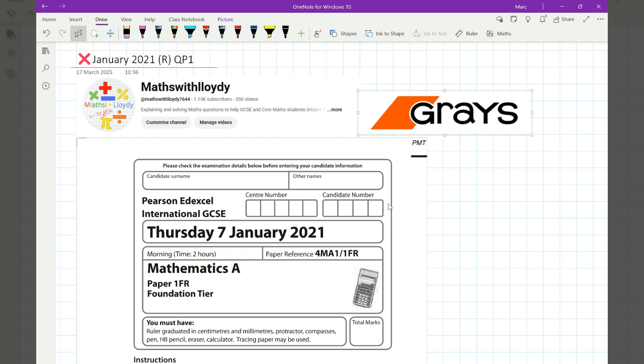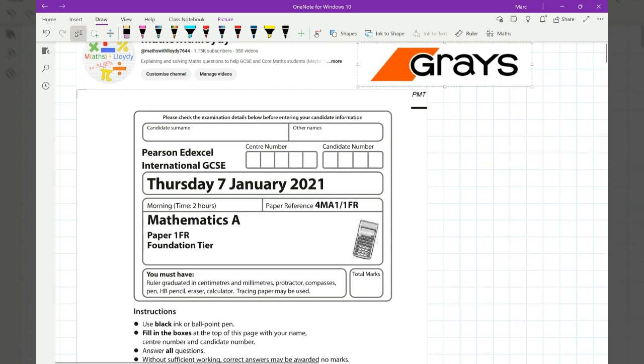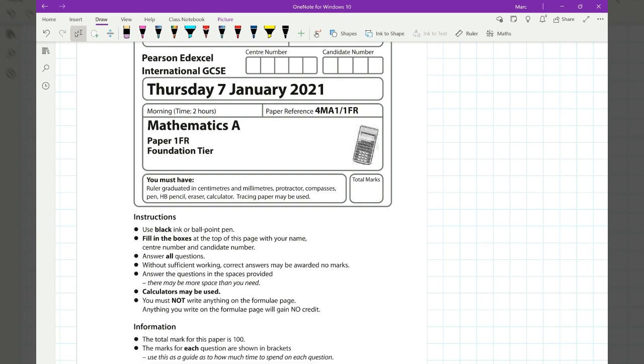Lots of questions. A reminder, if this is your first video that you're looking at, we're looking at the questions that appear on the higher and on the foundation paper, hence why project crossover. So today we're looking at the January 2021 paper.